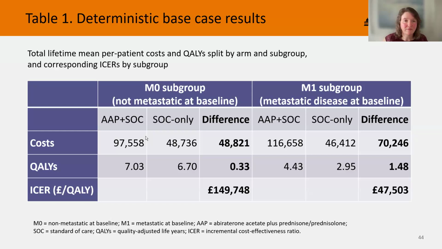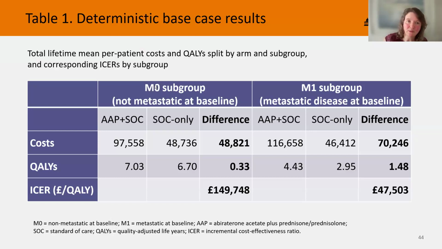It's quite expensive, but that's what it costs. I've used different acronyms, sorry. Standard of care here is the hormone therapy. We've got the difference in costs, the difference in QALYs, and the incremental cost effectiveness ratio. There are two halves to this table because there were two quite separate subgroups in the trial.